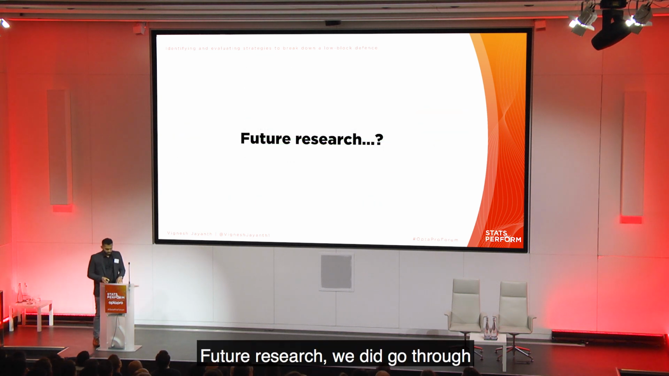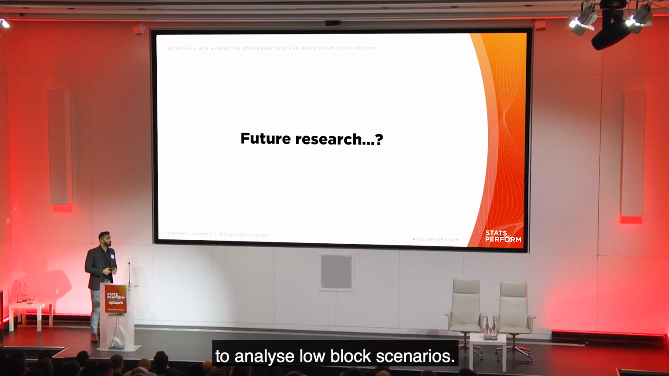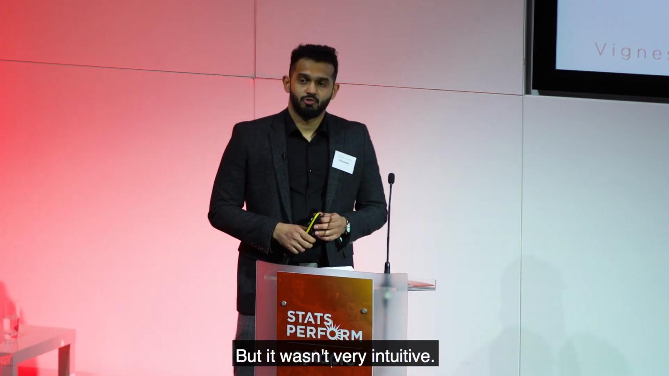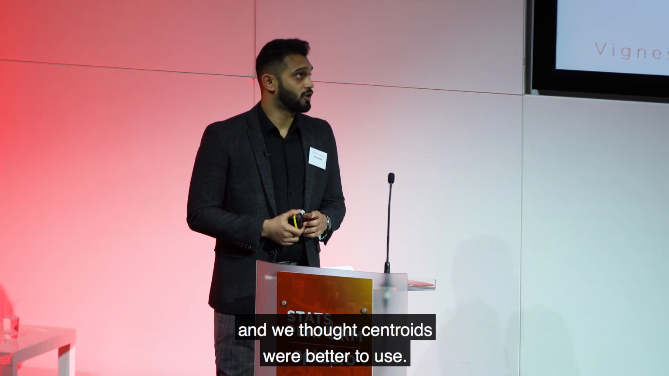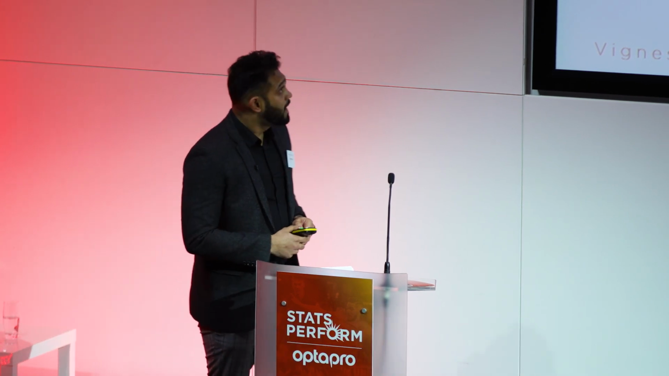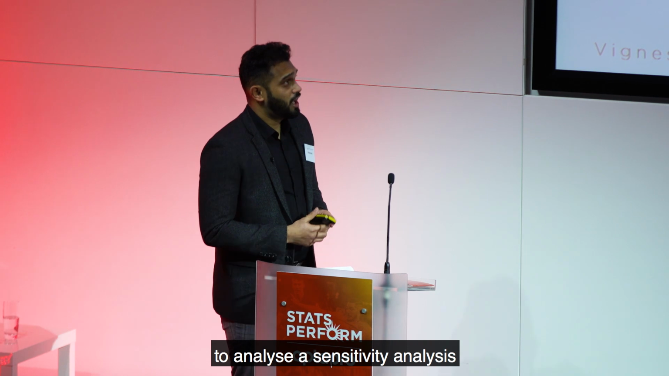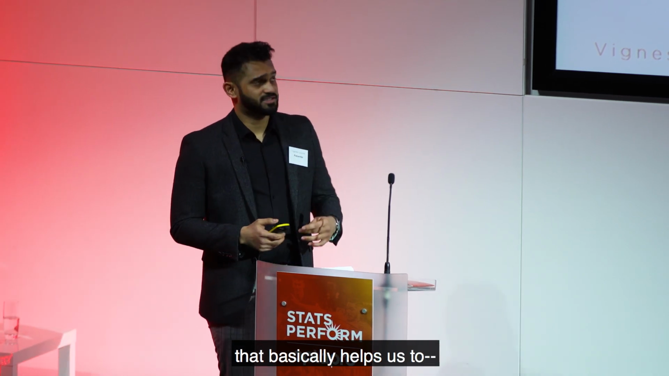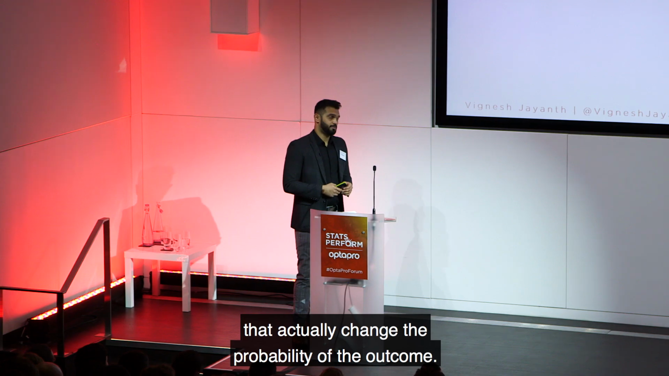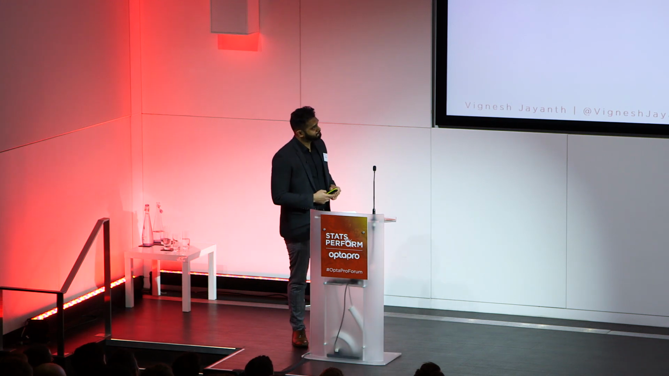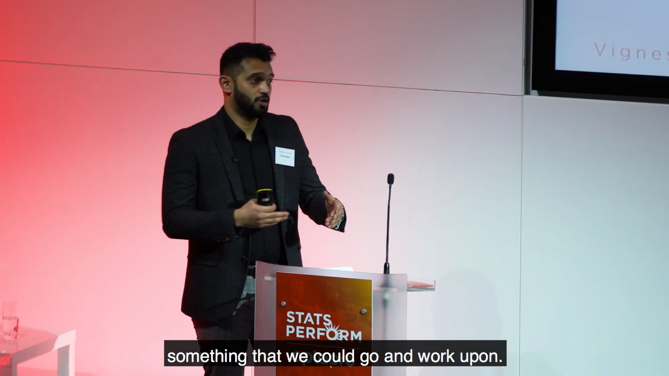For future research, we did go through a kernel density estimator when we were trying to analyze low block scenarios, but it wasn't very intuitive. It wasn't giving us values, and we thought centroids were better to use. Towards the end, we also tried to use a neural network for a sensitivity analysis that helps us tell which are the influential variables that actually change the probability of the outcome, right? These are just basic rules, and this is just a basic framework, something that we could work upon.